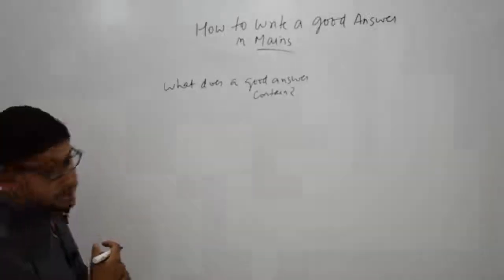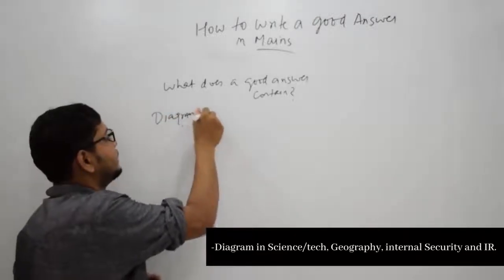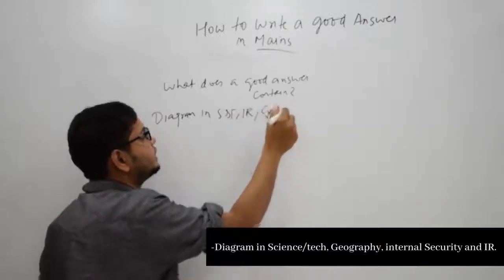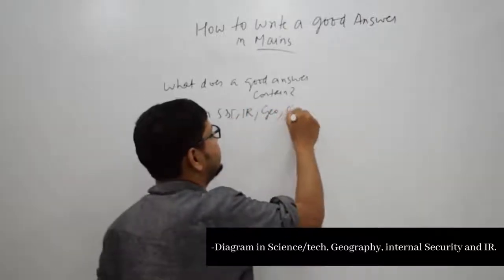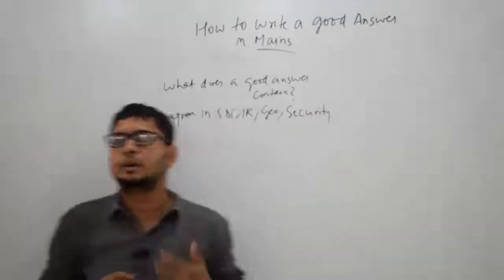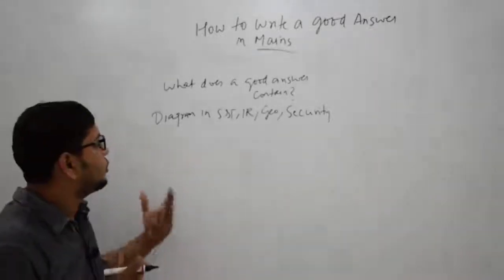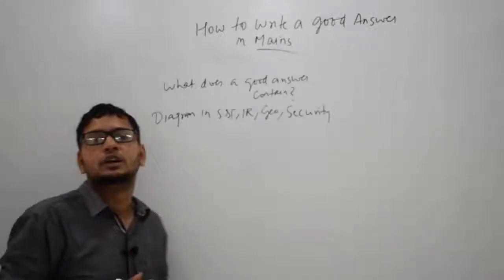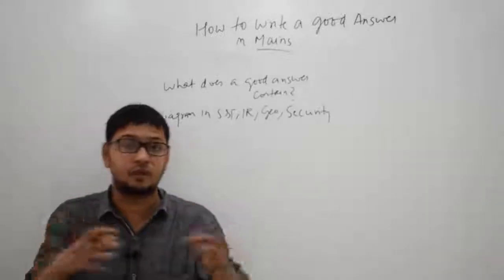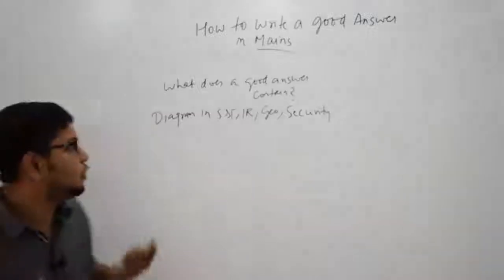So first is diagram. In science and tech, IR, geography, international security, in all these things you can always draw a diagram. So you should remember the map of India, the map of the world. In geography you have to remember the physical maps, the maps of landforms, plate tectonic theory and everything. So these things you will have to draw in your paper.